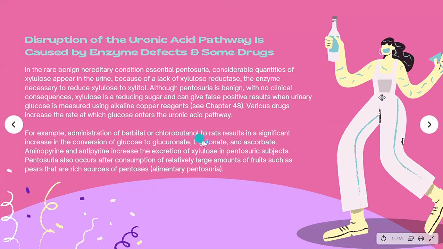Barbiturates given to rats result in a significant increase of conversion of glucose to glucuronic acid. Gluconate and ascorbate, aminopyrine, antipyrine increase excretion of xylulose. Okay?